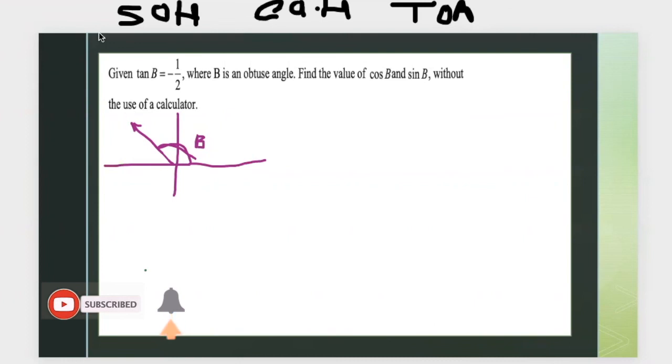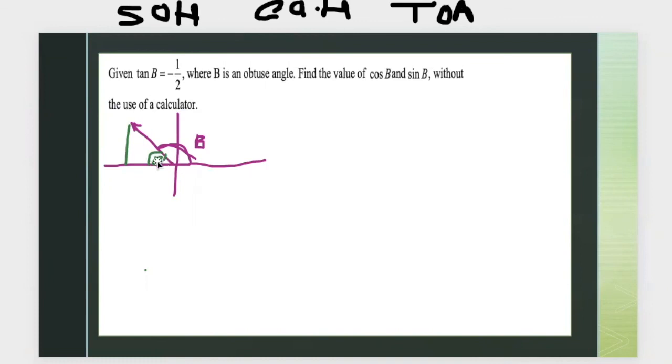Now we have to use SOHCAHTOA. Sine theta is opposite over hypotenuse, cos theta is adjacent over hypotenuse, and tan theta is opposite over adjacent. However, we cannot use this here, because this part is not a right-angled triangle. But over to my left, we're able to create a right-angled triangle. So this is my right-angled triangle.